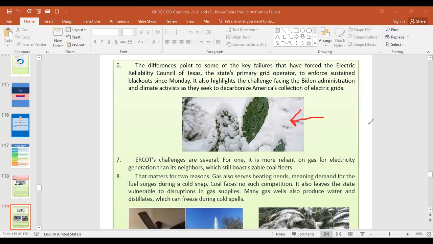This is a cactus. Where do cacti grow? Where do they grow? In the desert. And look at the snow.